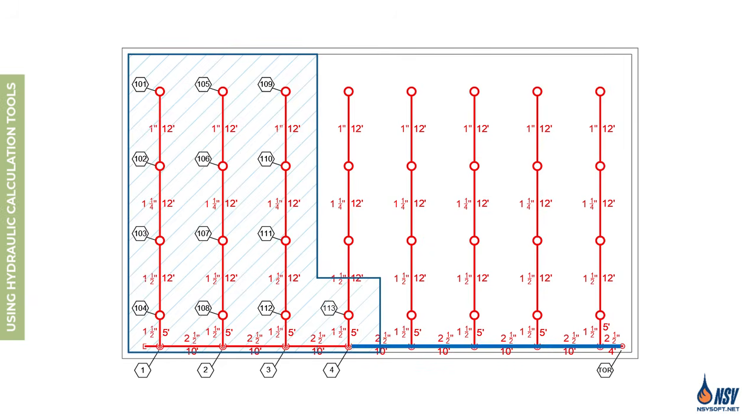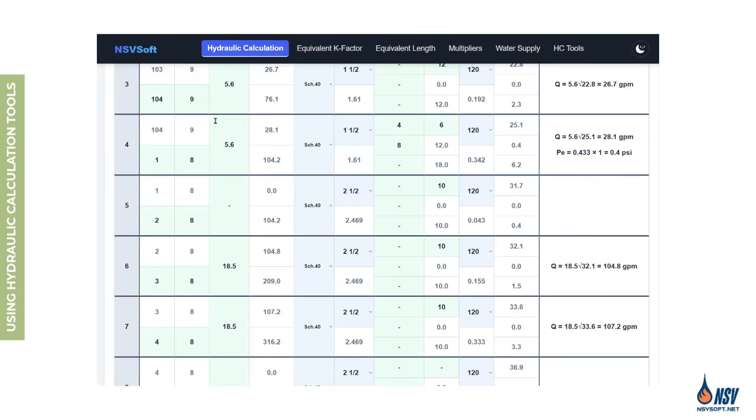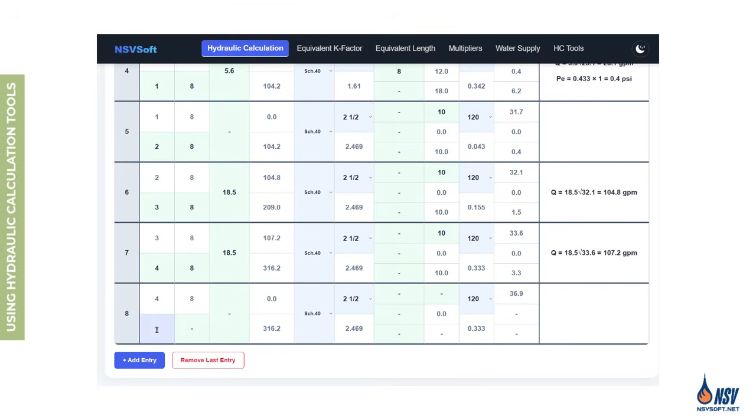In section 8, which lies between nodes 4 and TOR, we need to consider the flow rate of sprinkler 113. Since this sprinkler is installed on the 4th branch line, and that branch line has only 1 sprinkler in the design area, we can't use the equivalent K-factor from the previous branch lines, which each have 4 sprinklers in the design area. As explained in the K-factor video, there are several solutions to calculate the flow rate of sprinkler 113.